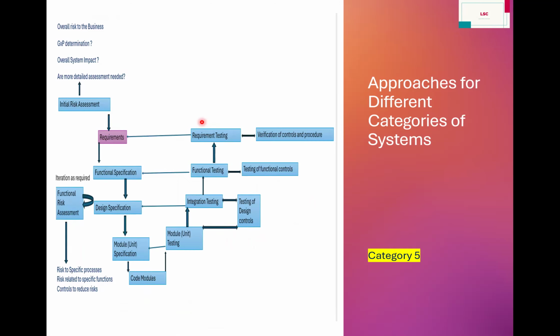The same approach comes in category 5, but in an extended way. Initial risk assessment is obviously there, then the iterative process comes in our functional risk assessment, where risk to specific process, risk related to specific function control, and reduce the risk. Our module unit testing, then testing design control, and every step is related to our mitigation plan and residual risk review.